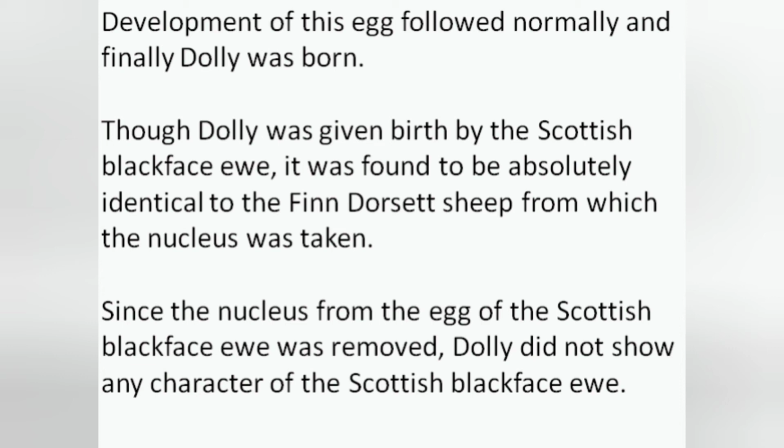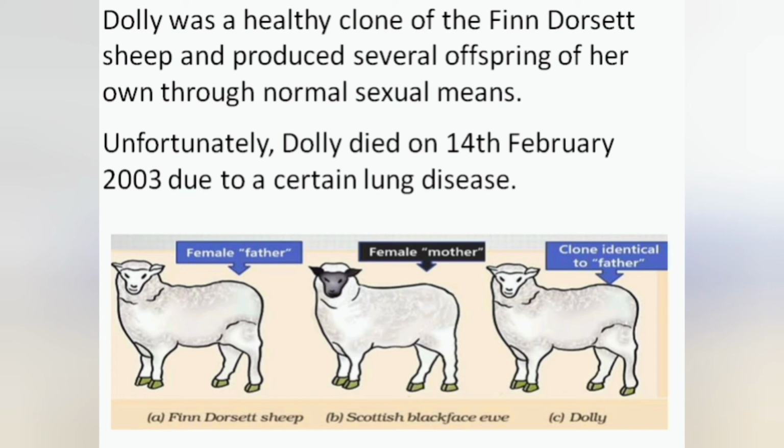Though Dolly was given birth by the Scottish Blackface ewe, it was found to be absolutely identical to the Finn Dorset sheep from which the nucleus was taken. Since the nucleus from the egg of the Scottish Blackface ewe was removed, Dolly did not show any character of the Scottish Blackface ewe. Dolly was a healthy clone of the Finn Dorset sheep and produced several offspring of her own through normal sexual reproduction. Unfortunately, Dolly died on 14 February 2003 due to a certain lung disease.